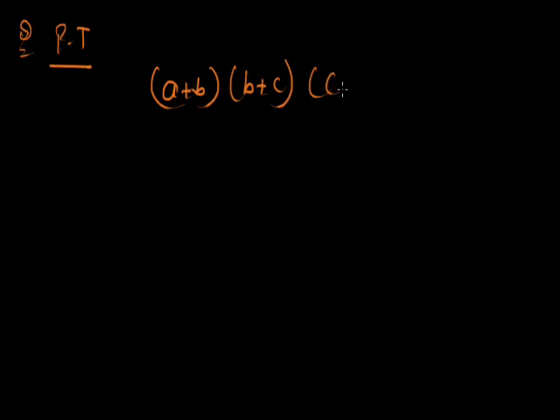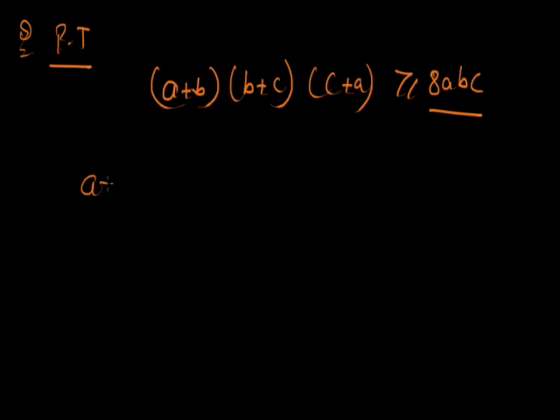Let's come to the problems here, because the problems are more important. How to solve problems using AM and GM. The question is, prove that (a plus b)(b plus c)(c plus a) is greater than or equal to 8abc. Now using AM and GM, how can we prove that?